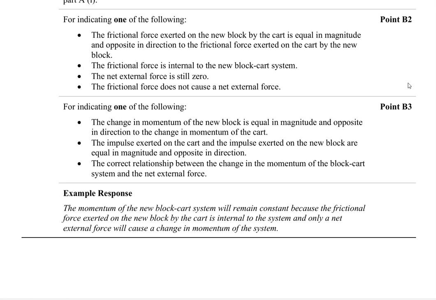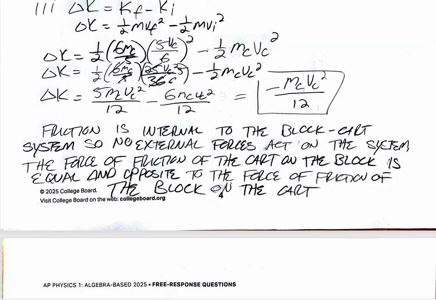For indicating one of the following, the change in momentum of the new block is equal in magnitude, opposite in direction of the change of the cart. I didn't say that. That the impulse exerted, I didn't say that. The correct relationship between the change in momentum of the block cart system and the net external force. Did I say that if there's no external force, there should be no change in momentum? I don't know if I said that clearly enough. Maybe I don't give myself this point. I should know better to say if there's no external forces, therefore there is no change in momentum, but I'm kind of indicating it with my guess. Maybe I should have been more specific, but what do they say?